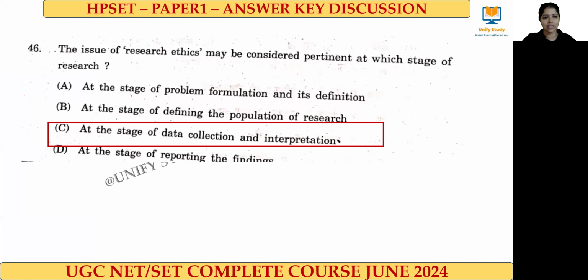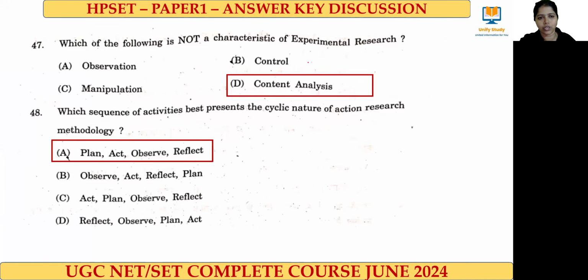And a question from research aptitude. Here the right answer for the question is option C. The stage of data collection and interpretation is said to be a very pertinent stage in research. The next question: not a characteristic of experimental research. Here the answer is content analysis, because this comes under qualitative research. Experimental research always comes under quantitative research.